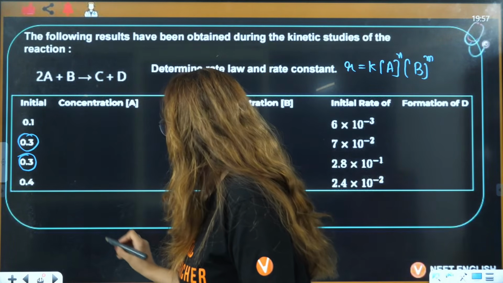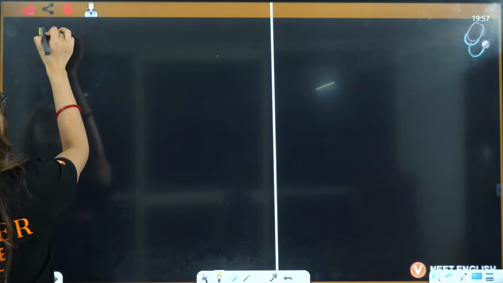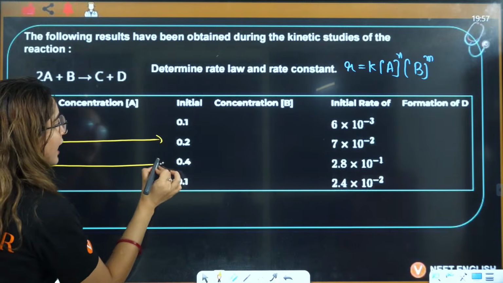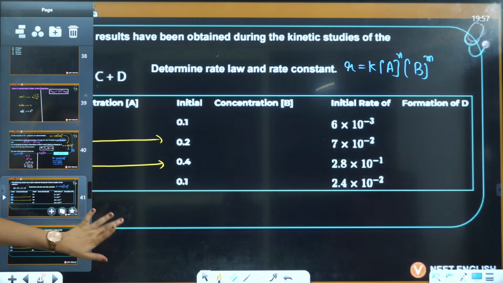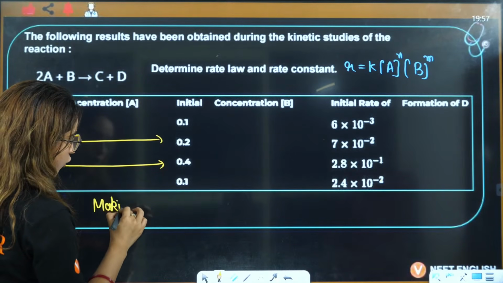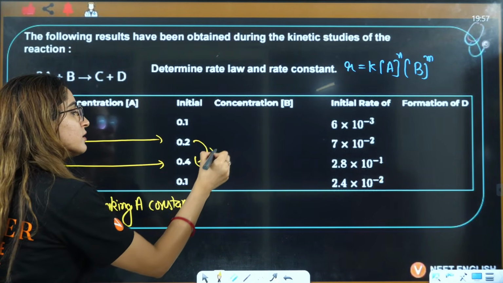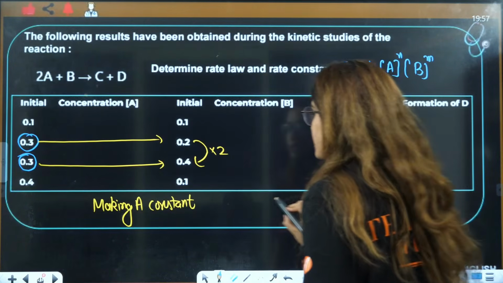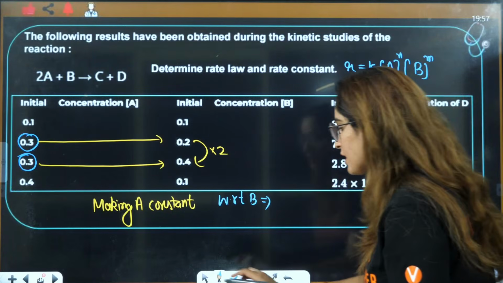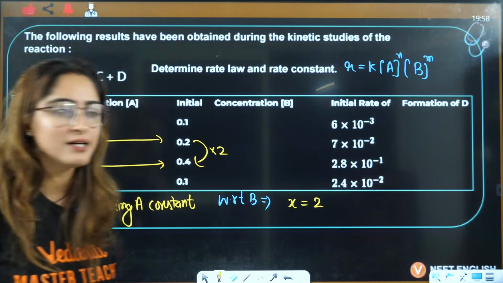If this is constant here, now I will solve this with respect to B. First I'll write here, making A constant. You have to make one concentration constant. This is getting doubled, right? That means, with respect to B, if A is constant, B is getting doubled. So can I say that x is equal to 2 from that formula, right?